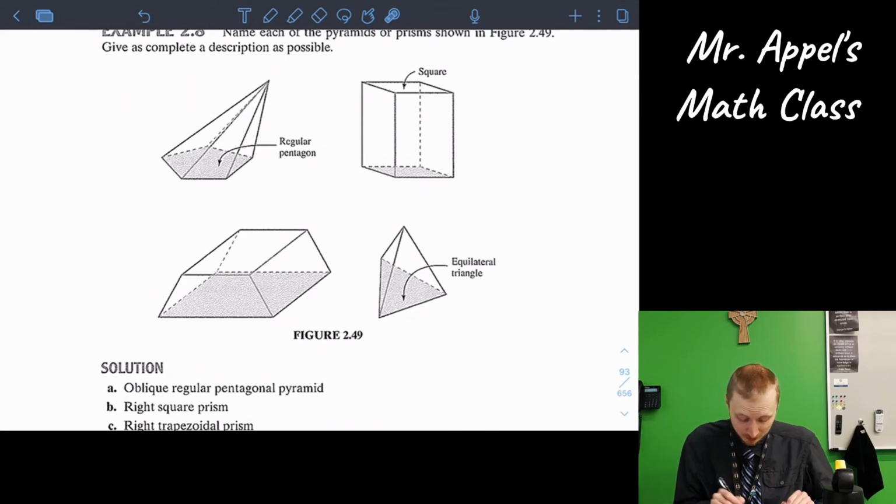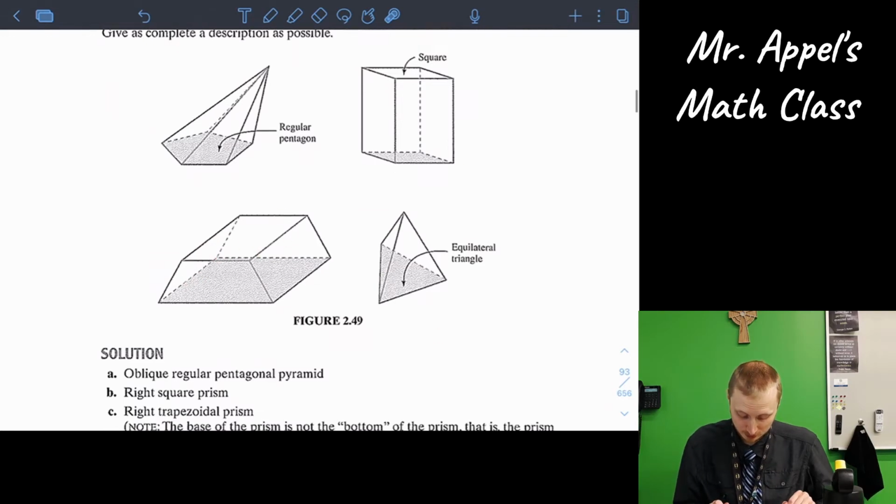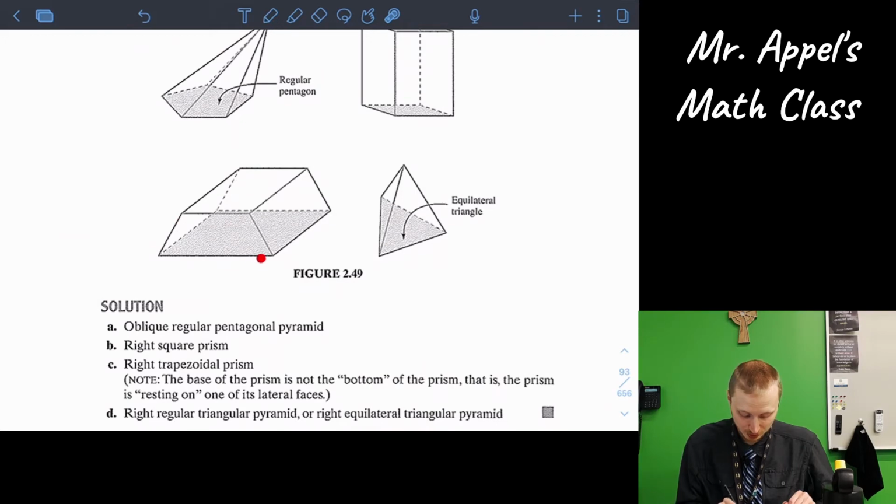Okay. Here we have a trapezoid there. The rest of them are rectangles. So it would be a right trapezoidal prism. Okay. So there are the answers.